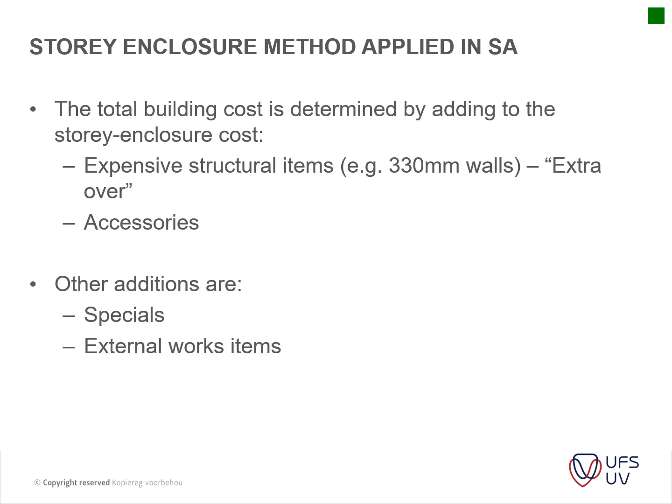So in the storey enclosure method applied in South Africa, the total building cost is determined by adding the storey enclosure costs. So expensive structures items, for instance, if you have thicker walls, if you have hollow core walls, or so, it will be an extra over. Or you can have a different factor that you multiply your wall areas with. Obviously accessories are also added, like nice finishes, if for instance it's not standard finishes and you have other accessories that you have to add to the building. Other additions are any other specials and external works.